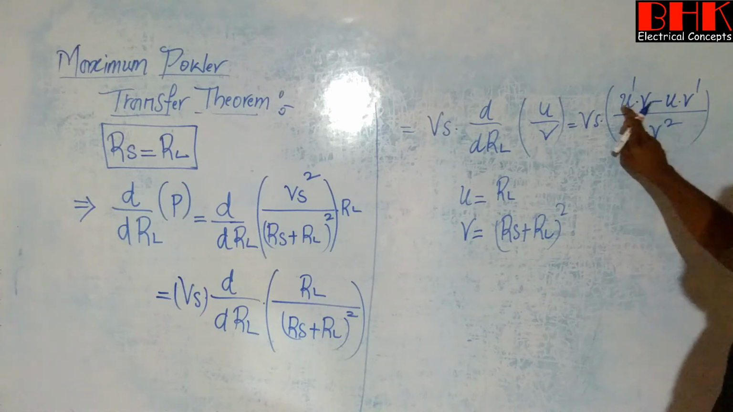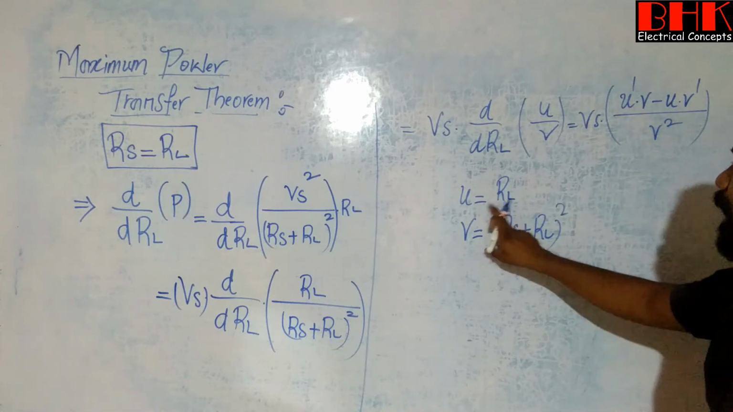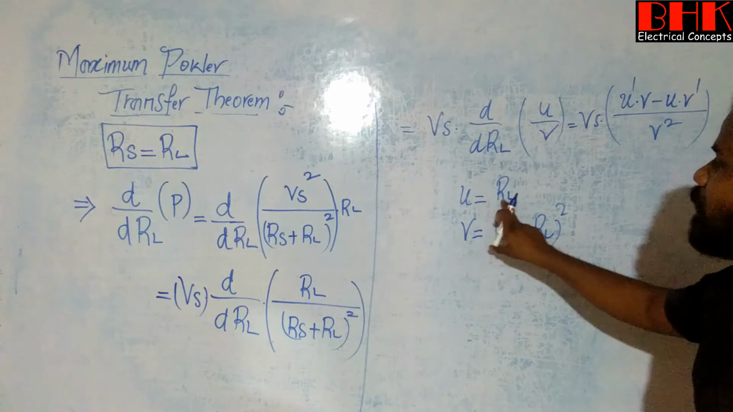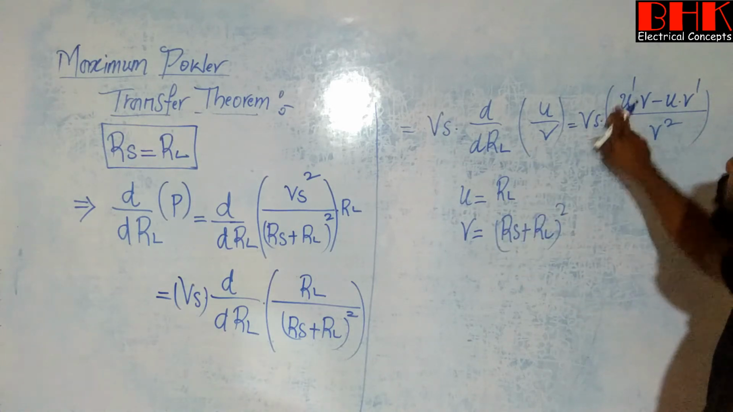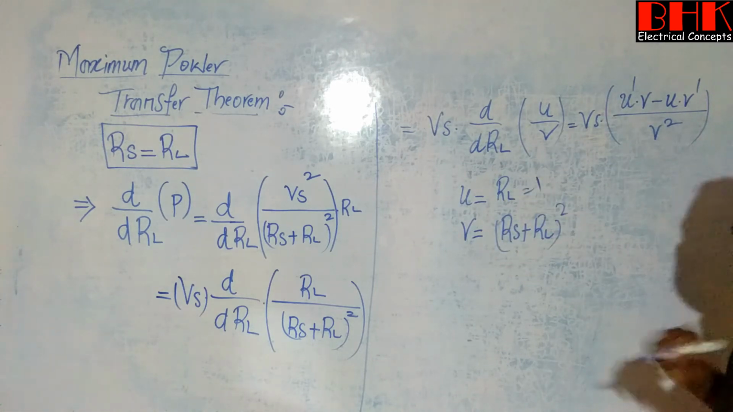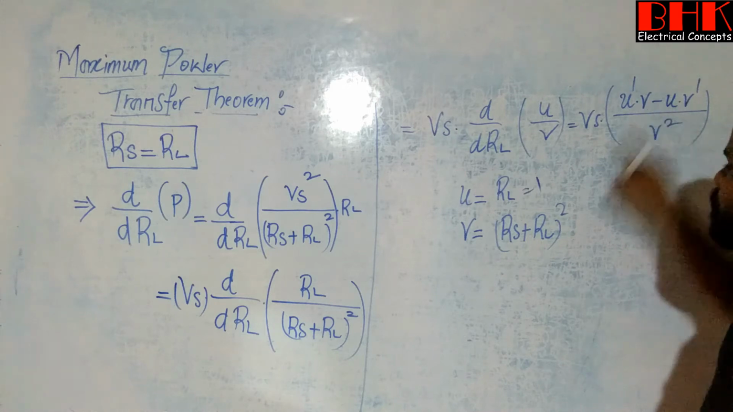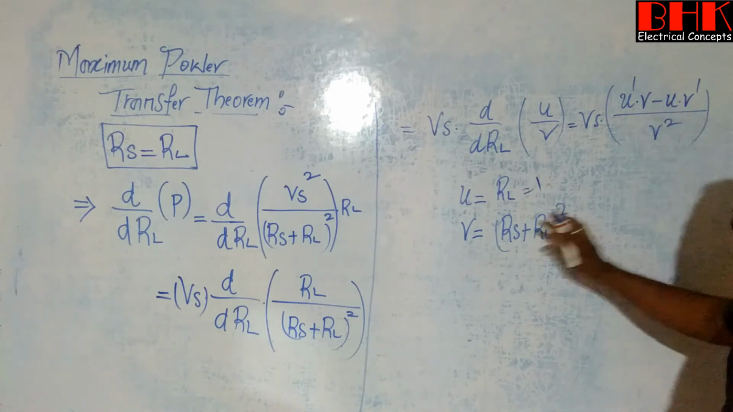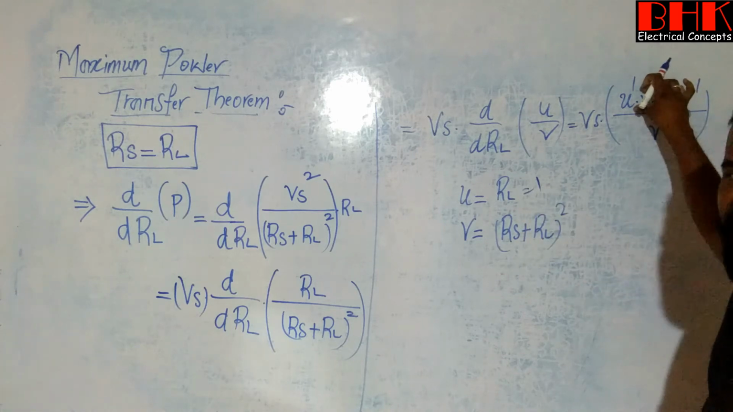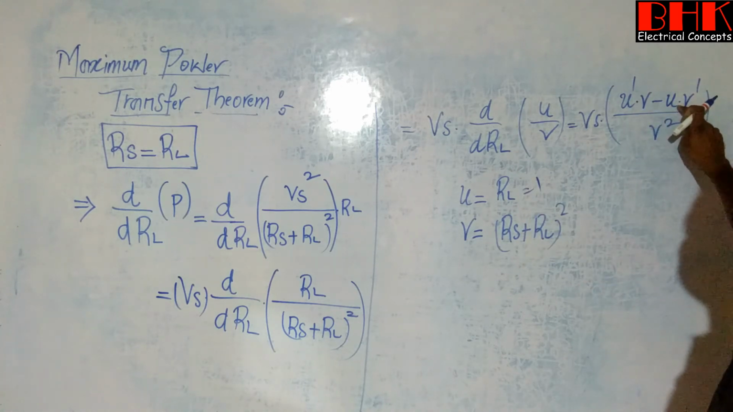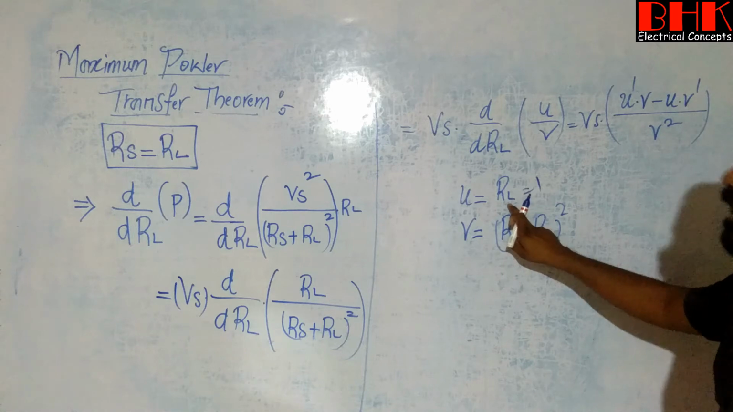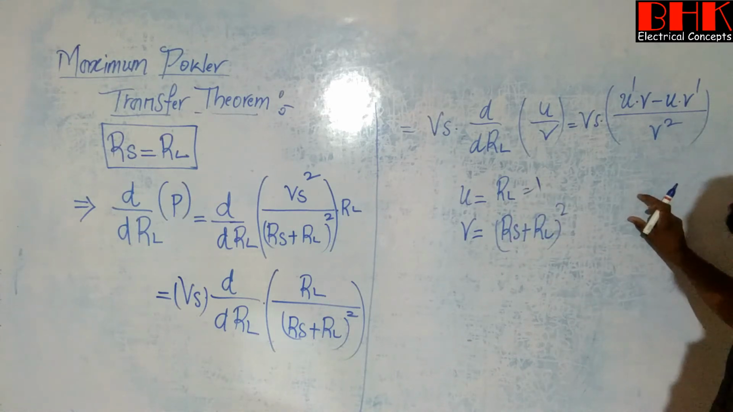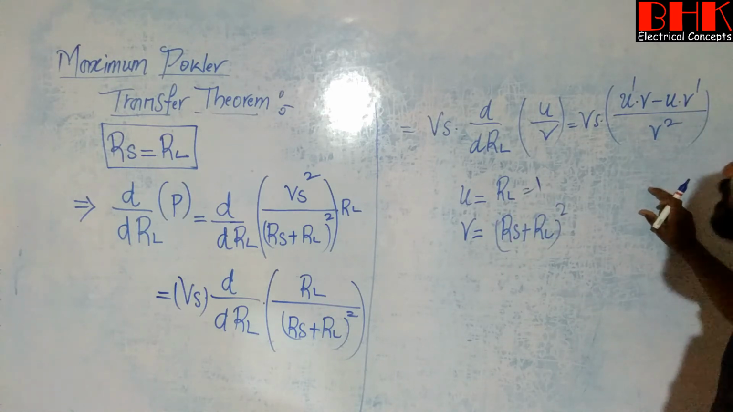Clear? Now what is U dash here? Actually, what is the value of U here? RL. It means U dash is 1. Next, V means what? Rs plus RL whole square. Instead of V, directly we can place this particular thing, minus what is U here? U is RL. So we can place RL directly instead of U.